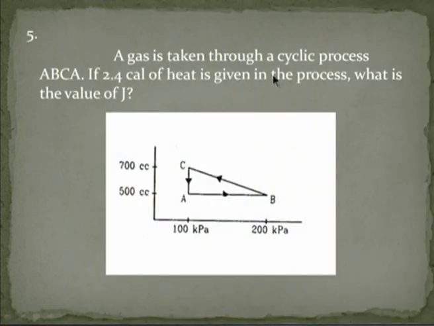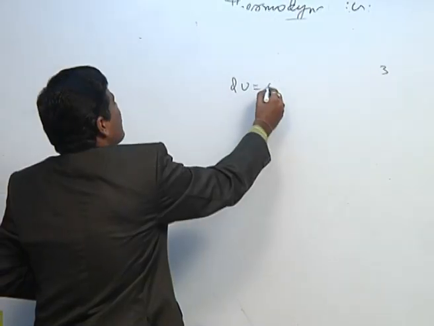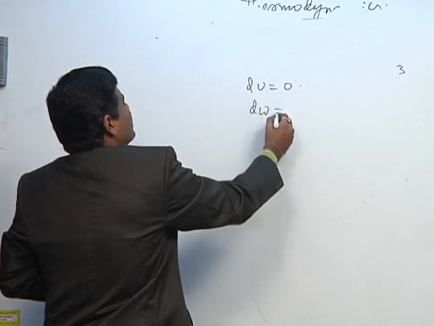After that, a gas is taken through a cyclic process ABCA. If 2.4 calorie of heat is given in the process, what is the value of J? This type of question they generally ask in exams. If you observe this, it is a cyclic process. By taking the cyclic process, immediately you know dU has to be 0. First you have to find out the work done during the process.